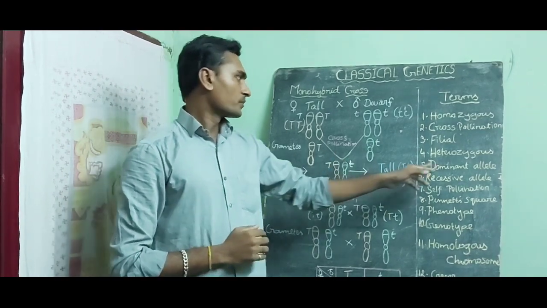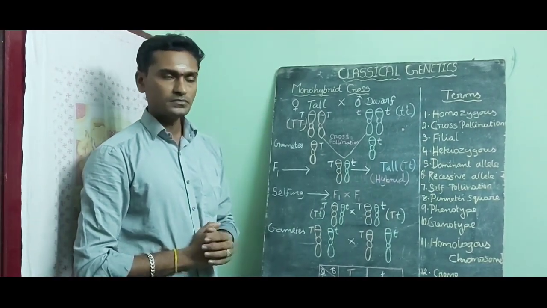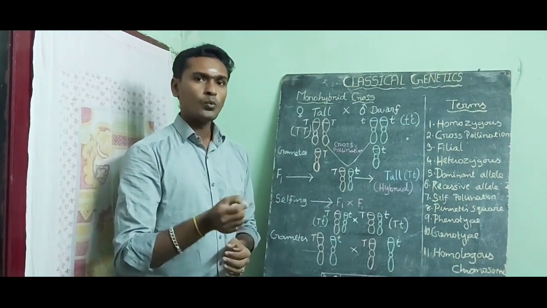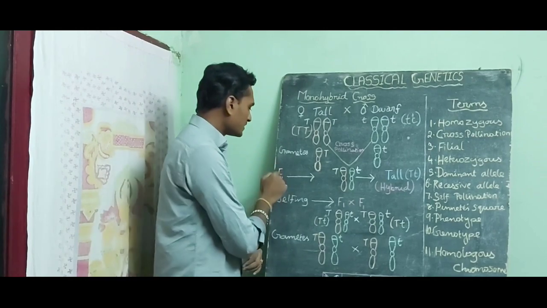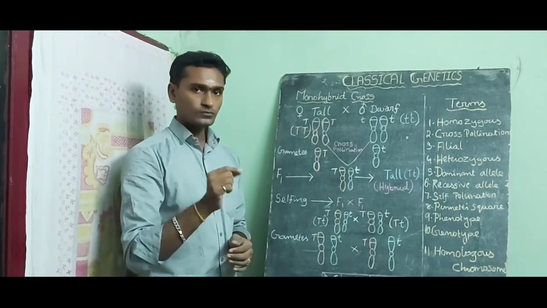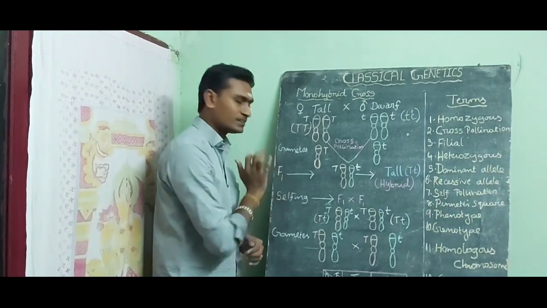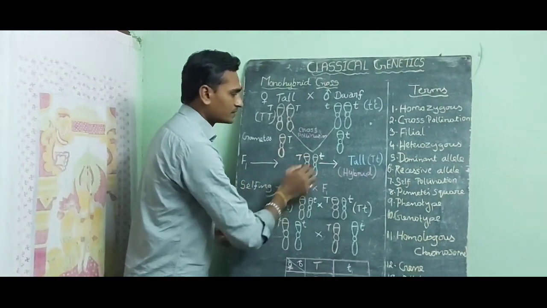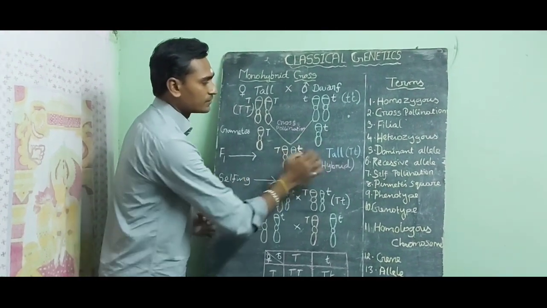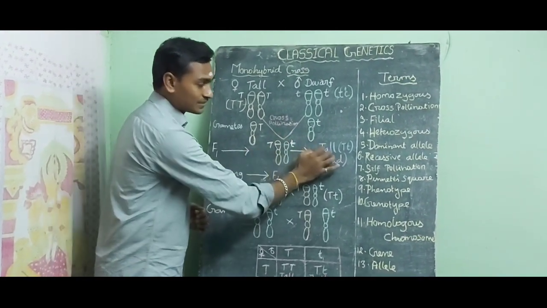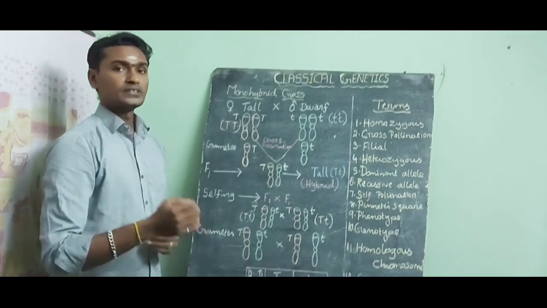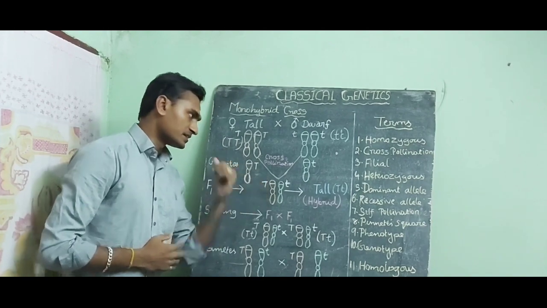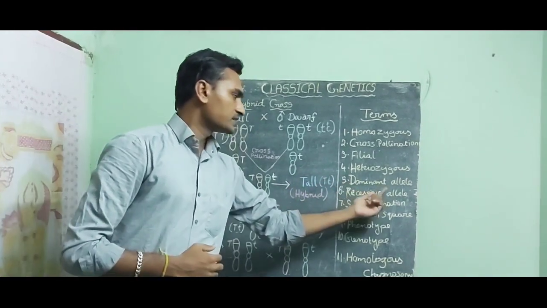The next term, dominant allele. Dominant allele means the trait which is expressed in the F1 generation. In the F1 generation, the trait expressed is the tall character. So the dominant allele is tall, that means capital T.